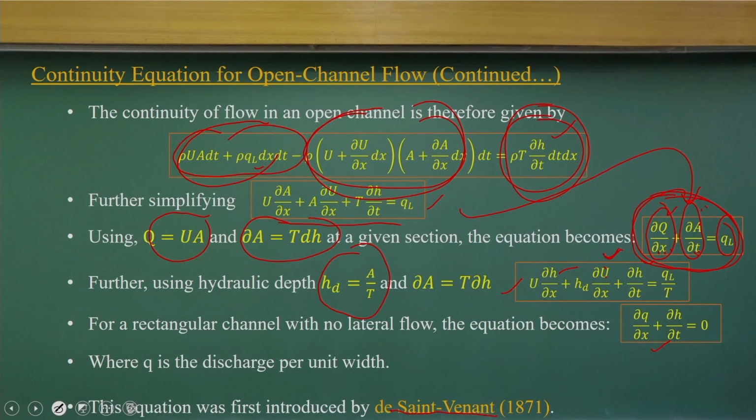If you look at these equations and remember this, you can simplify them, with certain assumptions. For example, with no lateral flow, the equation becomes very simple, with discharge per unit width. In terms of hydraulic depth and velocity, it looks like this, and if you want it in terms of Q and area, your equation will be like this.